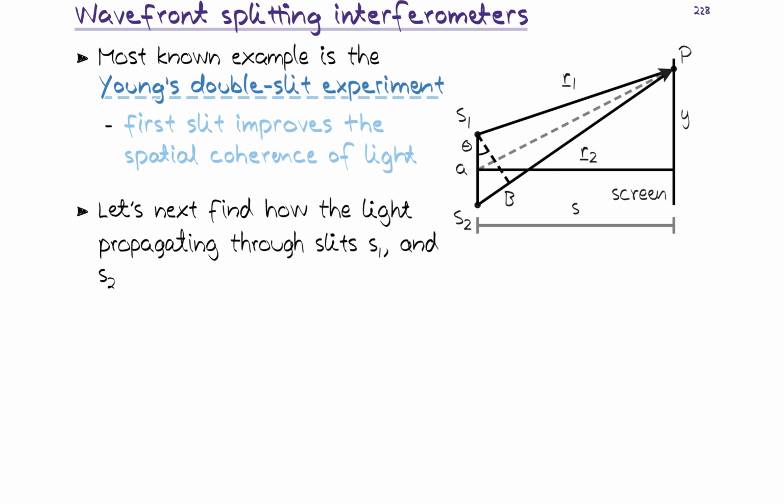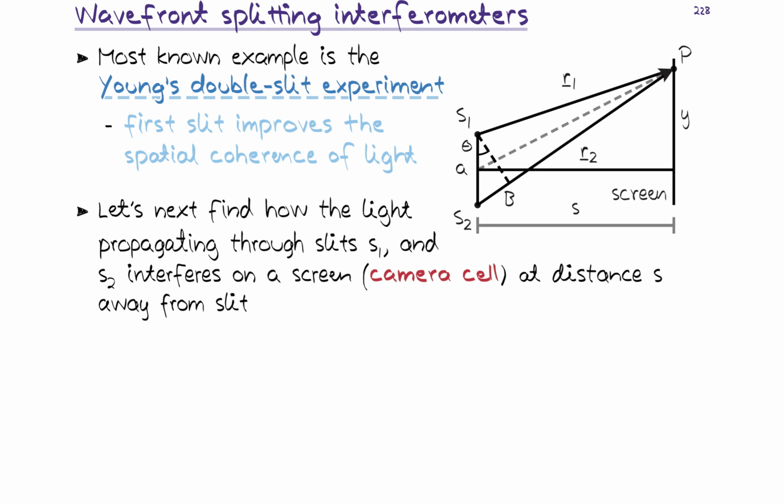Let's now look at how we can calculate the optical path lengths S1 and S2 and how they interfere on a screen at the point P. We could imagine that we have a camera cell there, a distance S away from the slit, and we can use that to record our interference pattern.